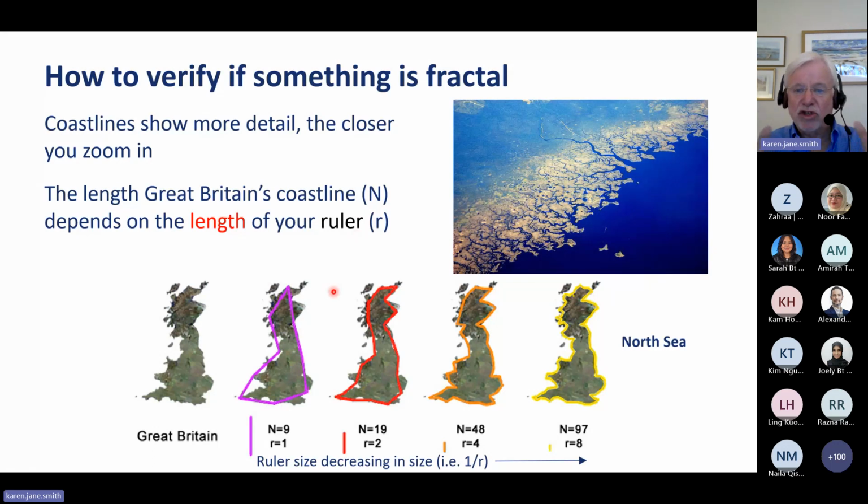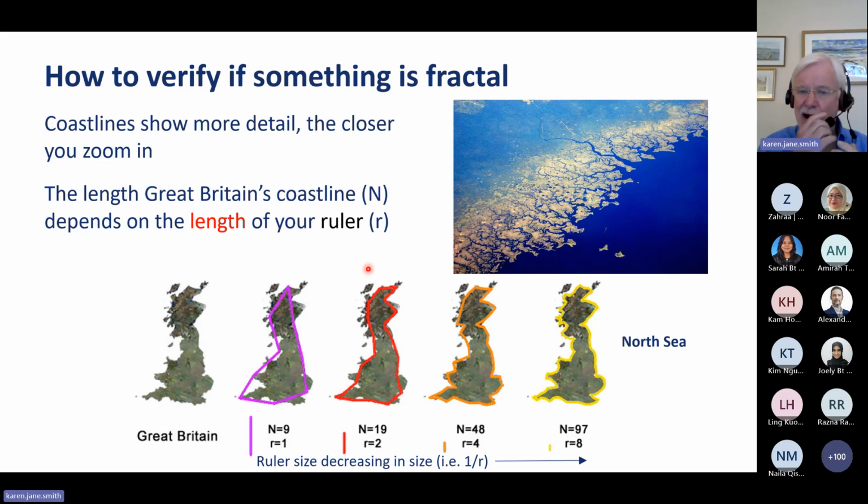Now, to determine the length of a coastline, we need a ruler. So we have a ruler here shown in purple, and it determines a coarse estimation of the length of the coastline, shown here as 9 units. Now, if we decrease the size of the ruler here to a red ruler, we can go into those estuaries and we get a longer coastline. And if we take a smaller and smaller ruler, we get a more and more accurate estimate of the coastline.